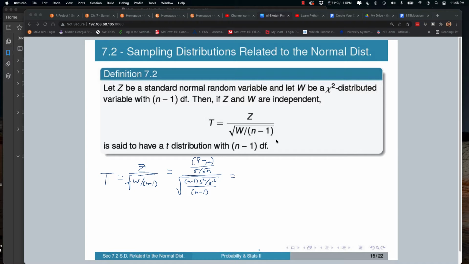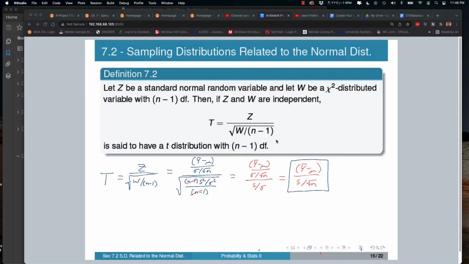Specifically, the n-1s are going to cancel, right? And we end up getting y bar minus mu over sigma divided by the square root of n, all that divided by s divided by sigma. Well, the sigmas are going to cancel out, and we end up getting this. This is what it should look like: y bar minus mu over s divided by the square root of n. And that, folks, is the way it should look.